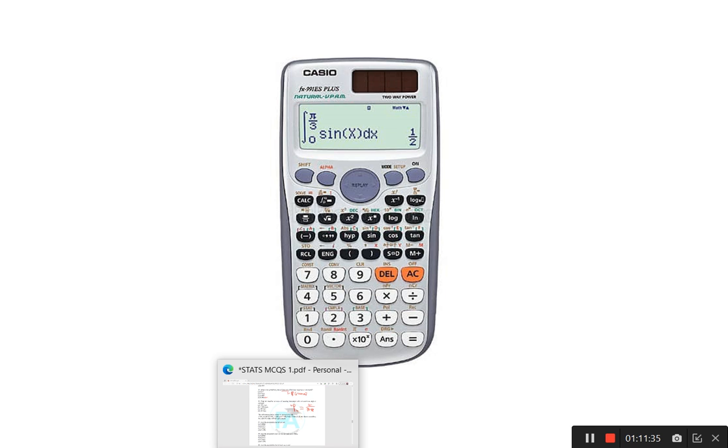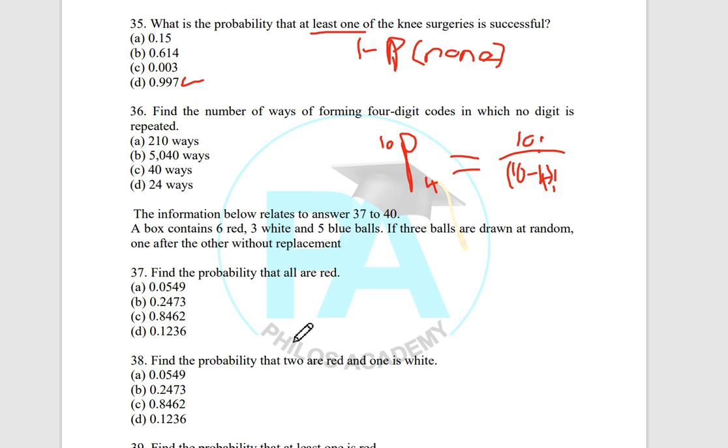So let's go. So the correct answer for question 36 is what? 10 permutation 4, which is 5040 ways. Okay. So let's proceed. The information below relates to questions 37 to 40. So let's use it to answer 37 to 40.